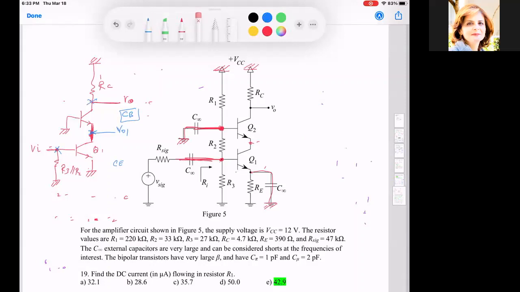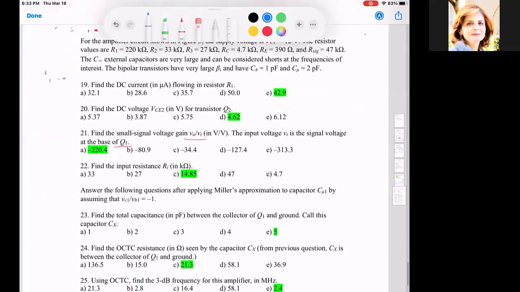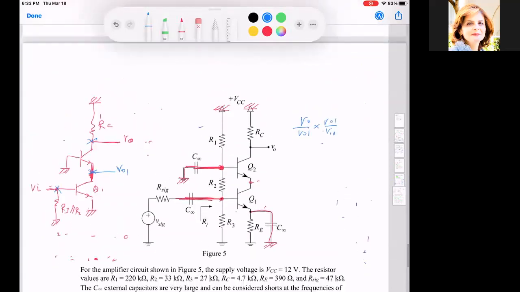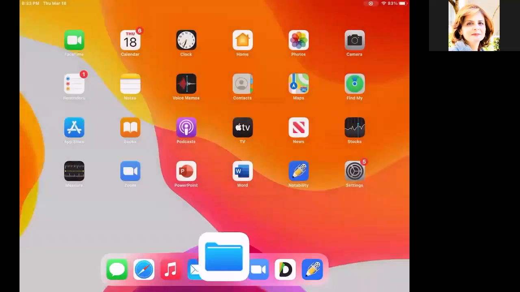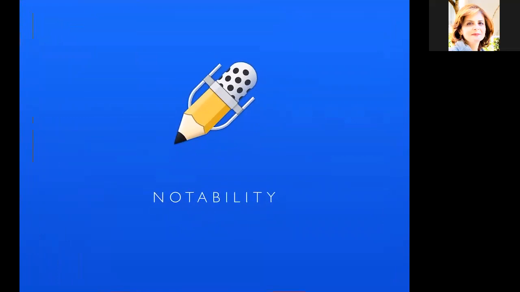And now if we want to find the gain, I will have to set the gain equal to VO over VO1 times VO1 over VN. Okay. So let me see if I can draw it on a blank page. I will take this to another sheet just so we are comfortable with it.